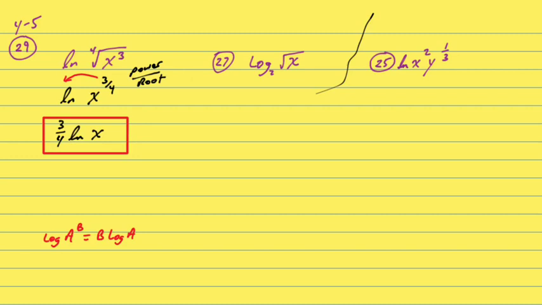27 is a log base 2 of the square root of x. Remember, it's power over the root, which is 2. In other words, a square root can be written as a 1/2 power. Again, I'm going to use this property that allows me to pull the exponent out front. So I'm going to pull this 1/2 and put it in front, giving me 1/2 log base 2 of x.